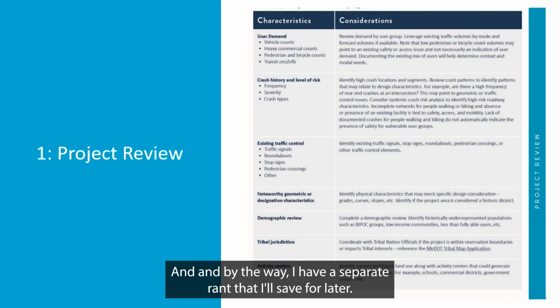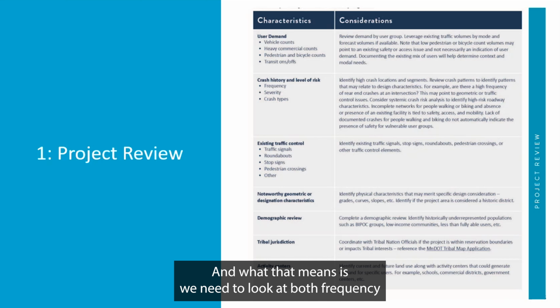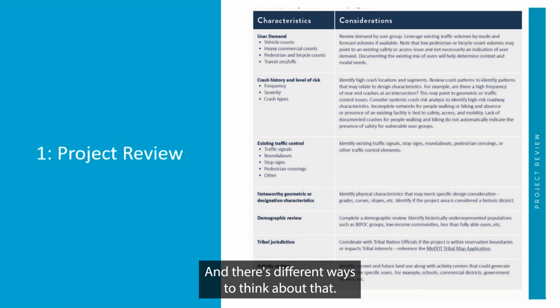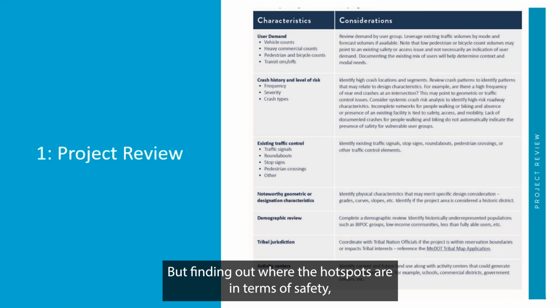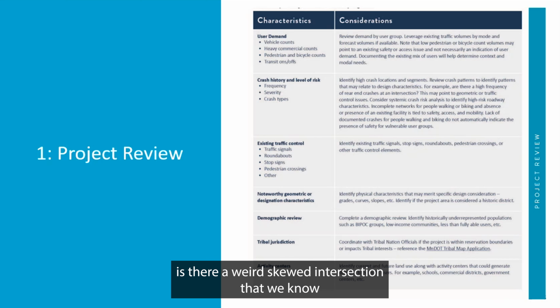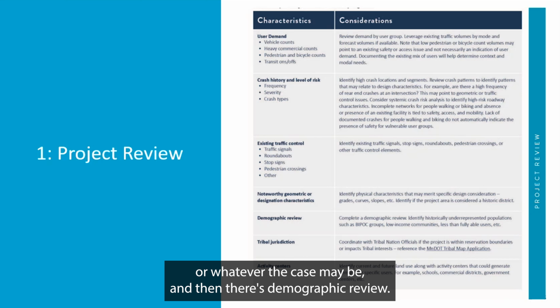And by the way, I have a separate rant that I'll save for later, or maybe it's Sonia's rant, but when we look at safety, it's multifaceted. And what that means is we need to look at both frequency and we need to look at severity. So it's both. And there's different ways to think about that, but finding out where the hotspots are in terms of safety, looking at existing traffic control, other stuff. Is there a weird skewed intersection that we know we're going to have to wrestle with, or a big hill where there's sightline issues, or whatever the case may be.